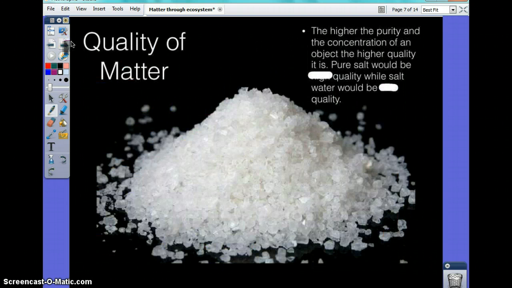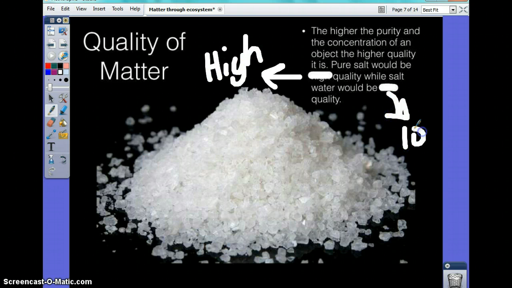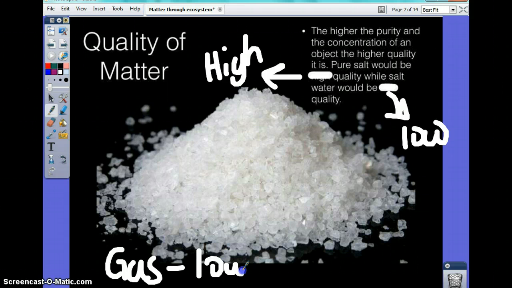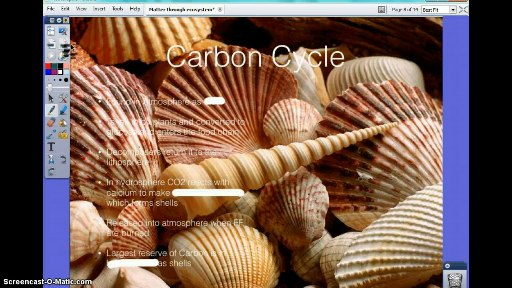Alright, next. Okay, so before we go into the cycles, we'll talk about the quality of matter. The quality of matter is basically the concentration and purity of the substance. So the more concentrated it is, the purer it is. So salt would be low or high quality? High. Salt water would be low. Gasoline would be high. Gasoline fumes, low. There we go. It's just all about concentration. Gases are typically less quality.